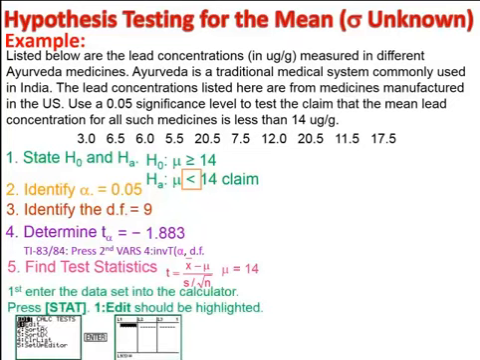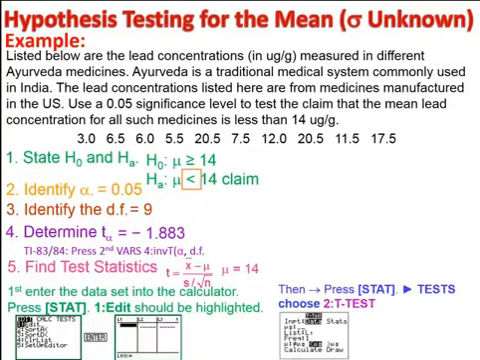Now, when we have a list, to find your test statistic, you're going to need to enter that list into the list option in your calculator. So first, enter the data set into your calculator. To do that, you're going to press Stat, and number 1 should be highlighted, so you hit Enter, and then you enter your data into list 1. Make sure that you enter all the data, and always double check that you entered the data correctly.